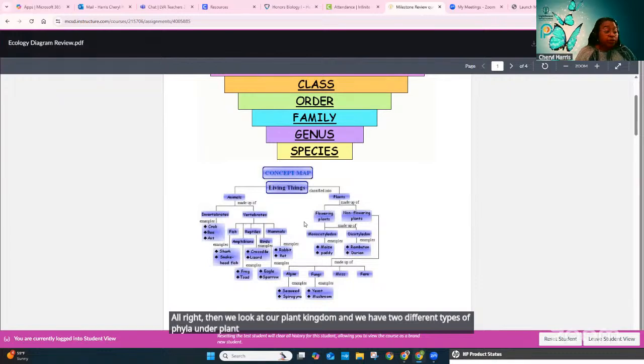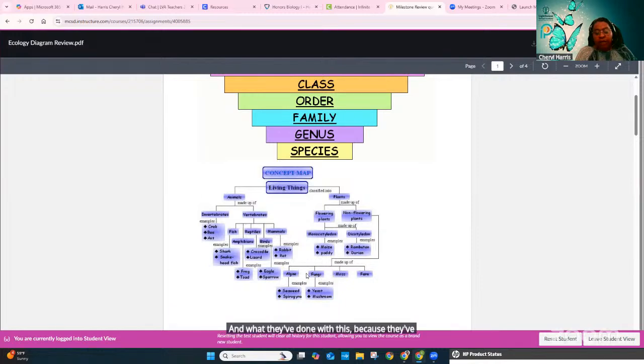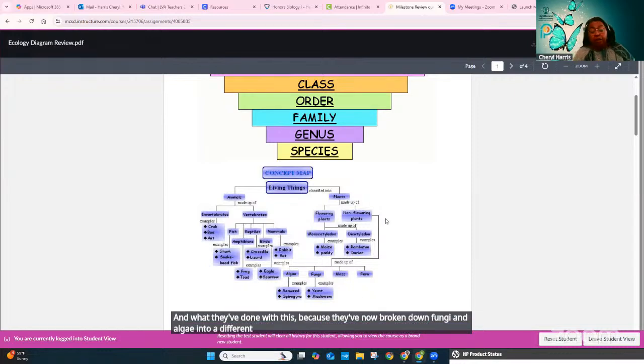There are flowering plants and non-flowering plants. And what they've done with this, because they've now broken down fungi and algae into their own phylum, is kind of stuck them under non-flowering plants, but they are indeed non-flowering plants.